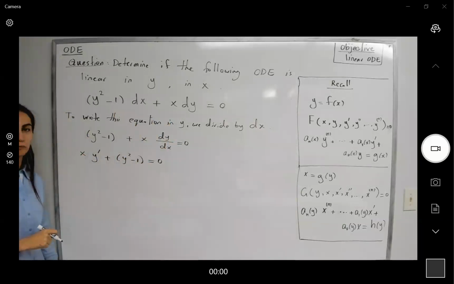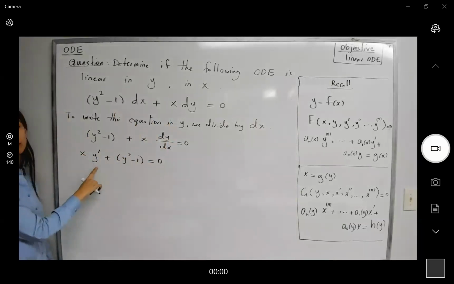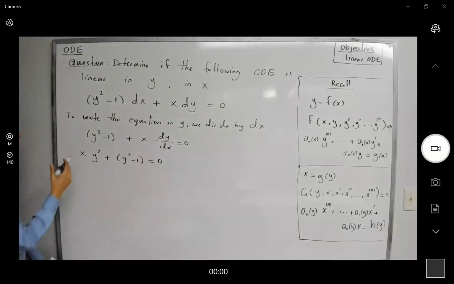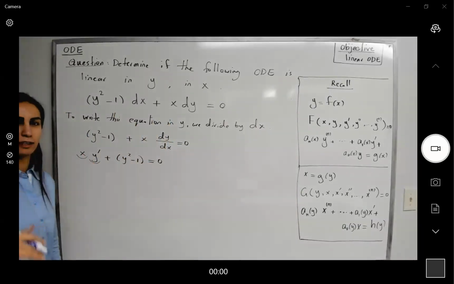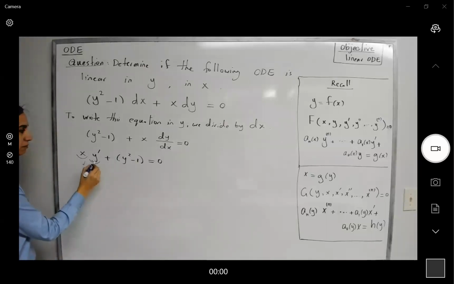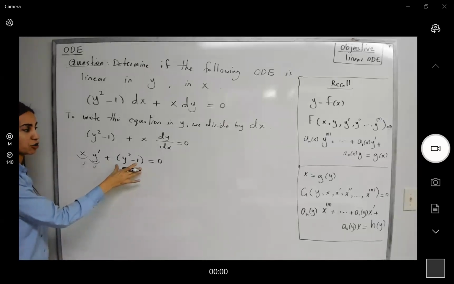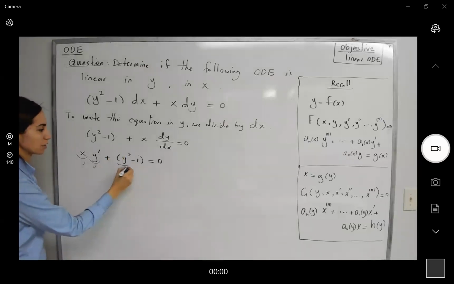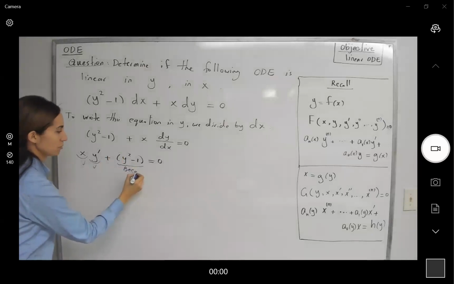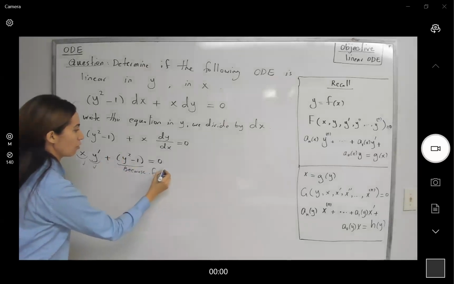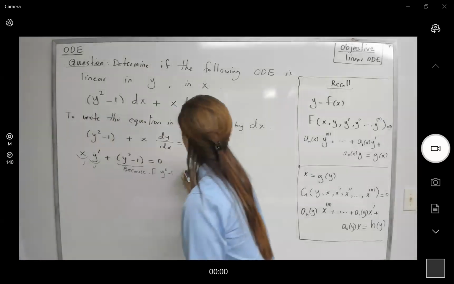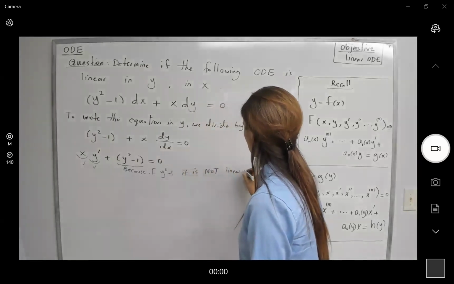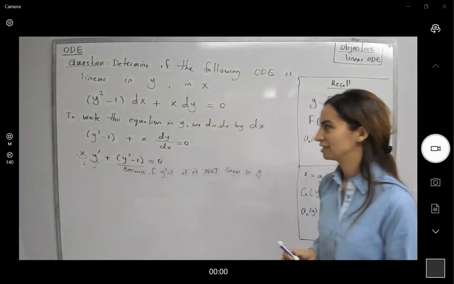Well, what do we see here? x times y prime. So far, so good. We don't have any problem here. There is no red flag. It follows the definition of a linear differential equation. However, this function is y squared. It must be in terms of x. So because of this, y squared minus 1, it is not linear in y.